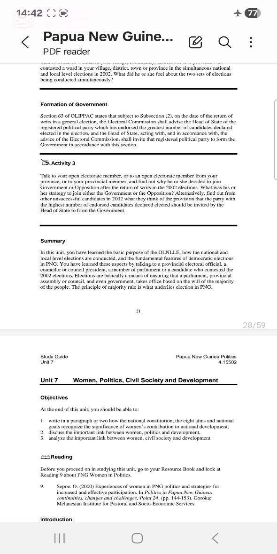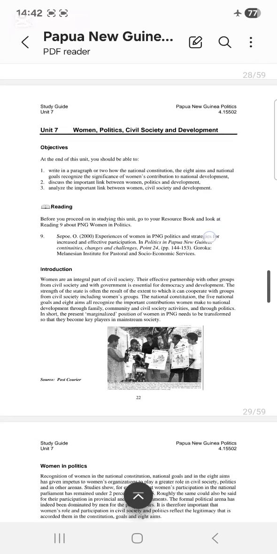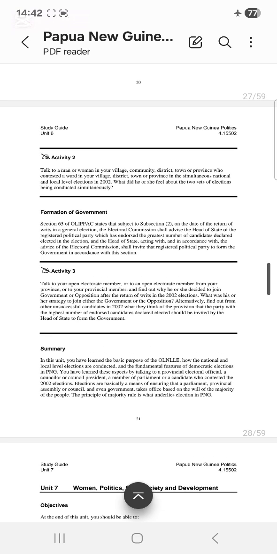All right, so we've talked about the election and the final part of the election. Let's look at the summary here. In this unit, you have learned the basic purpose of the organic law that relates to national and local level government elections, and how national and local level elections are conducted, and the fundamental features of democratic elections.